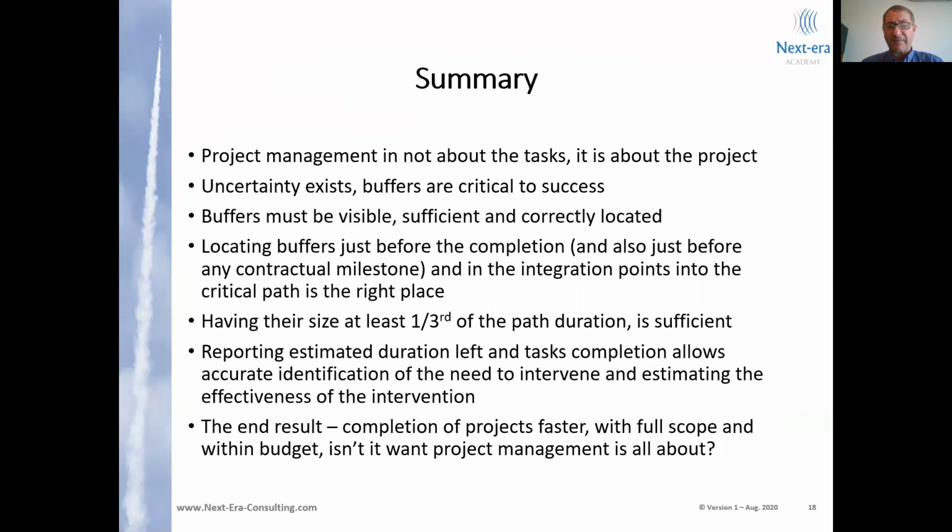Reporting estimated duration left and task completions allows accurate identification of the need to intervene and the priorities to intervene. Because if I have 2 tasks, one penetrating into one feeding buffer, one into another feeding buffer, one is red, one is green, I know what the priority is. If I have two tasks, one penetrating into the project buffer, one into a feeding buffer, irrespective of the color, the critical chain will always get a higher priority. And the result is projects are completed faster, with full scope, and within budget. And wasn't that all the idea of project management?